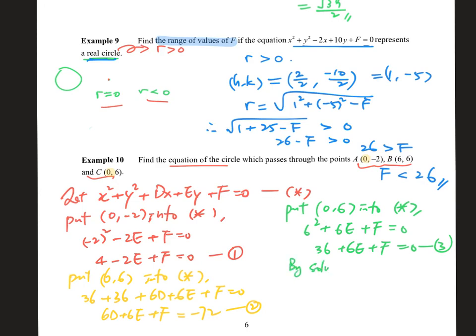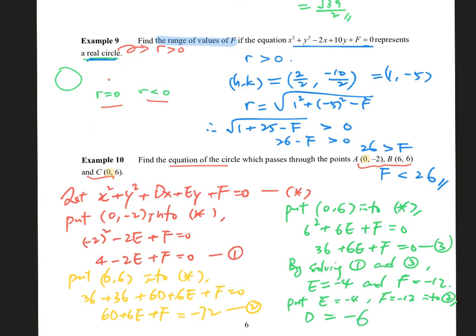By solving 1 and 3, which you can do with a calculator, can you see what E and F are? Now go to your calculator, use a program to solve it. It's minus 4 and minus 12. That's very nice. And then finally, you put E to be minus 4, F to be minus 12 into equation 2. And then can you get the D? Yes, it's minus 6. And that is for example 10, which you can substitute the points one by one into it.